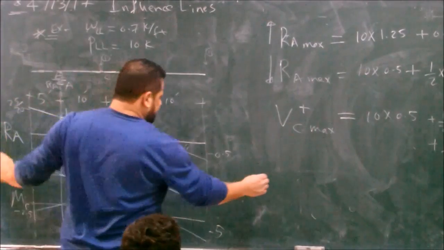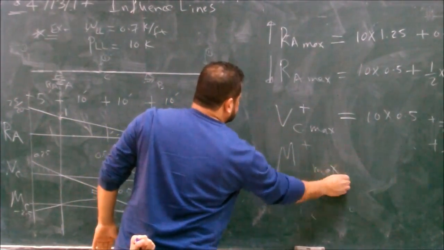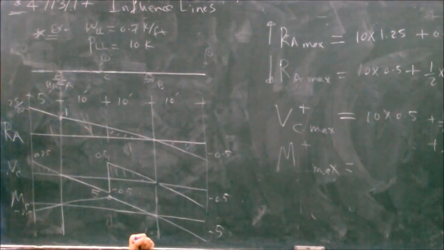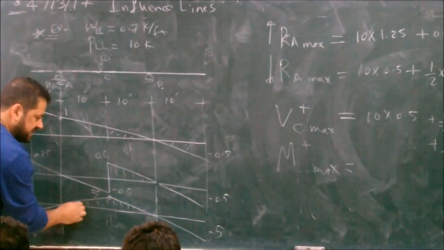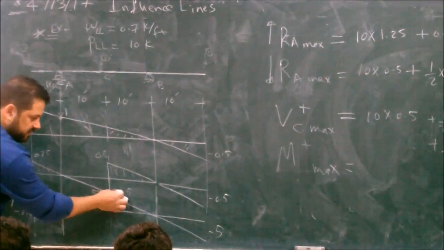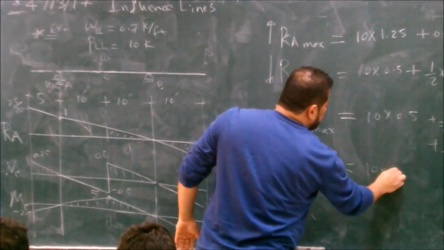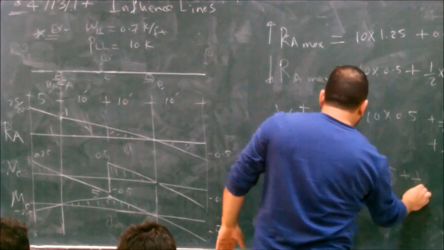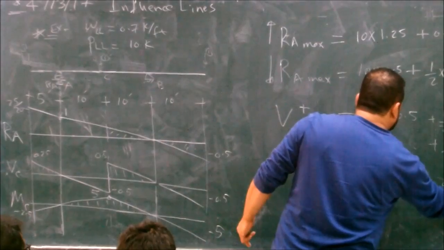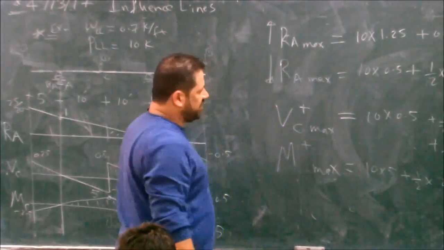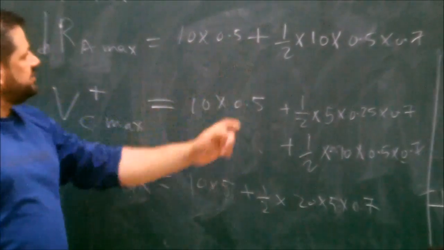Okay, M positive max. I load only this area. What is the 10? On 5, here. 0.7 everywhere. So equals 10 times 5 plus half times 20 times 5 times 0.7. The units here are in pound-feet, the unit here is in pound, and the unit here is in pound.